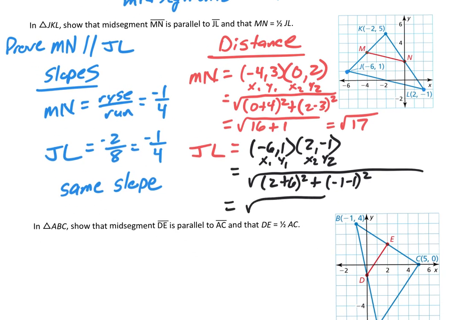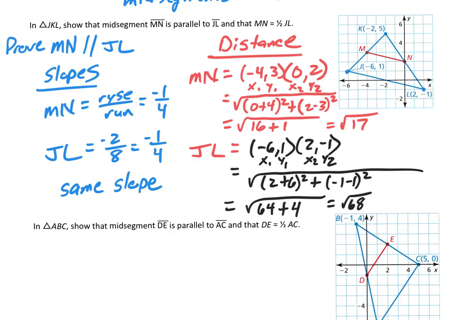2 plus 6 is 8. 8 squared would be 64. Negative 1 minus 1 would be negative 2. Negative 2 times negative 2 would be 4. So that would become the square root of 68. Okay.